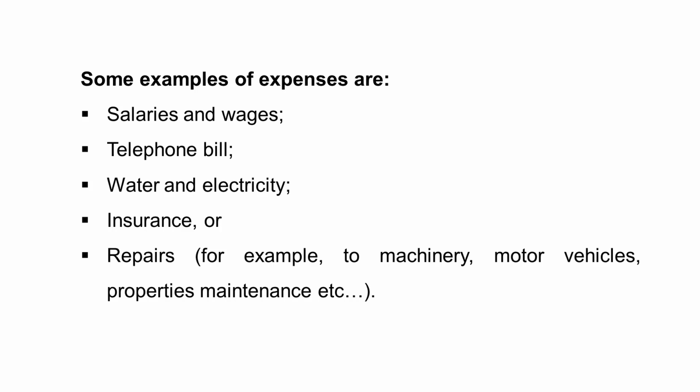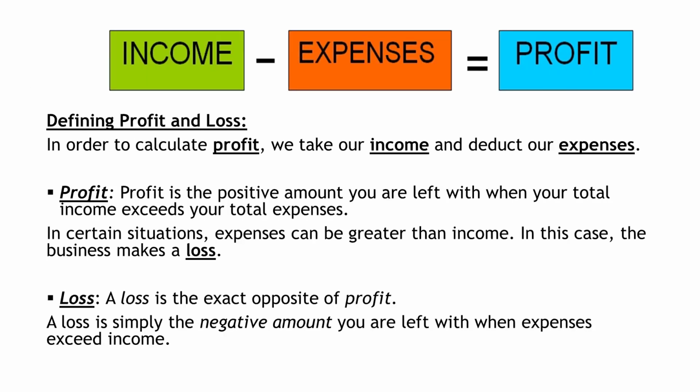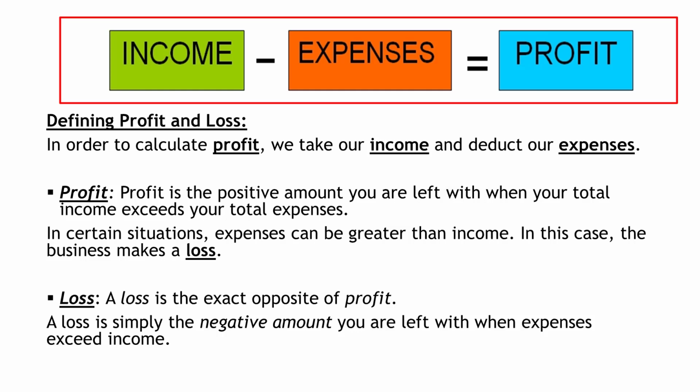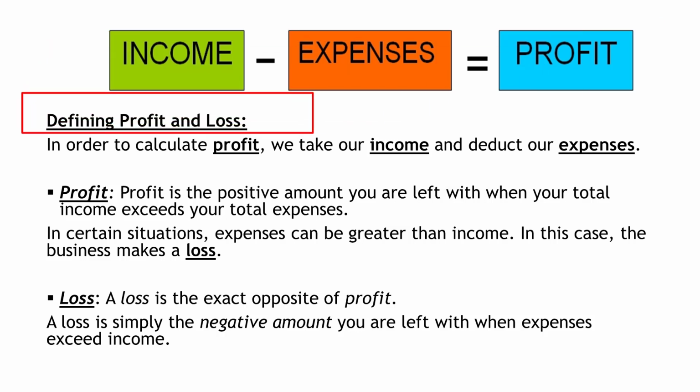Now it is time to look at the difference between income and expenses. In other words, the difference between the events resulting in money flowing into and out of the business, which could be either profit or loss. Let's define profit and loss. Profit is the positive amount you are left with when your total income exceeds your total expenses. And a loss is the exact opposite of profit. So, a loss is simply the negative amount one is left with when expenses exceed income.